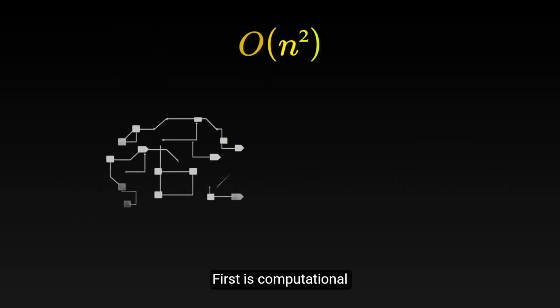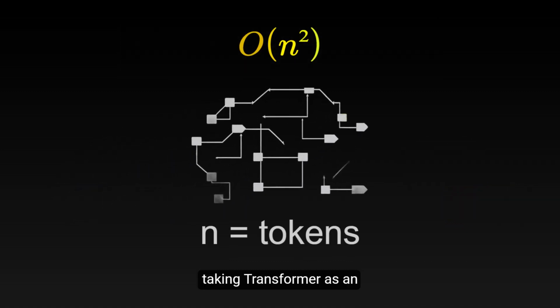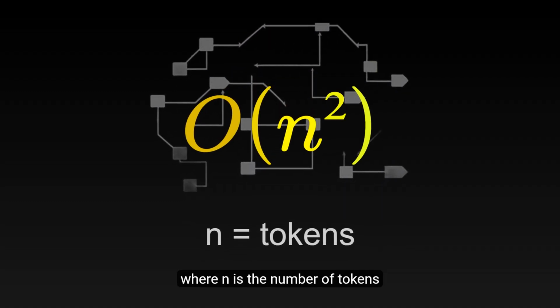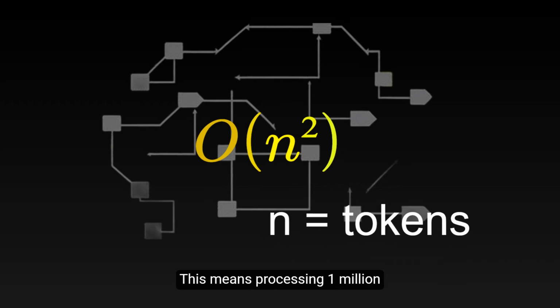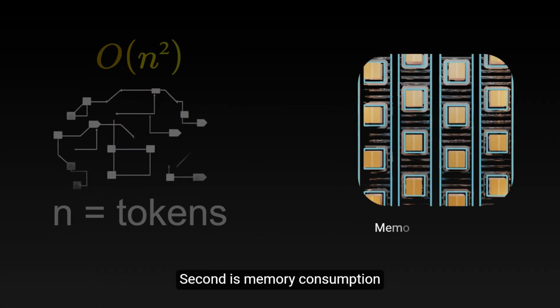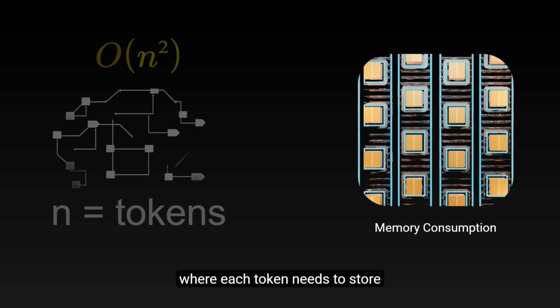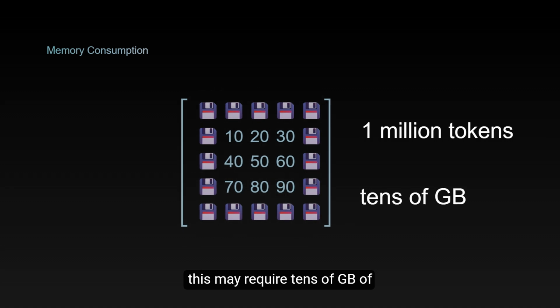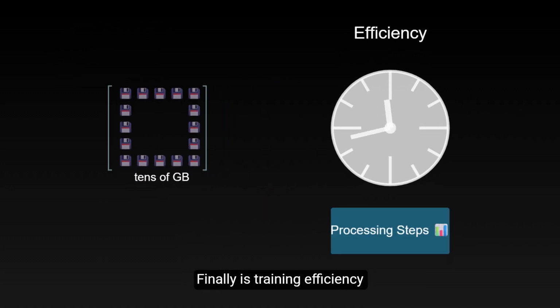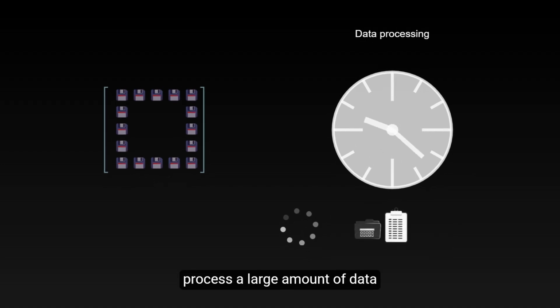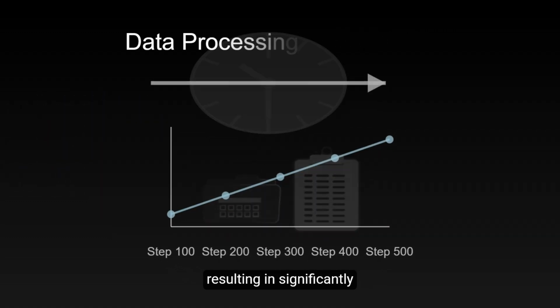First is computational complexity. Taking Transformer as an example, its computational complexity is O(n²), where n is the number of tokens. This means processing 1 million tokens requires approximately 1 trillion operations. Second is memory consumption, where each token needs to store its feature vector. For 1 million tokens, this may require tens of GB of memory. Finally is training efficiency. Due to the enormous number of tokens, each training step needs to process a large amount of data, resulting in significantly increased training time.